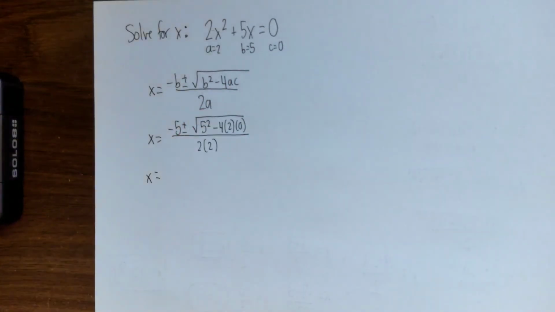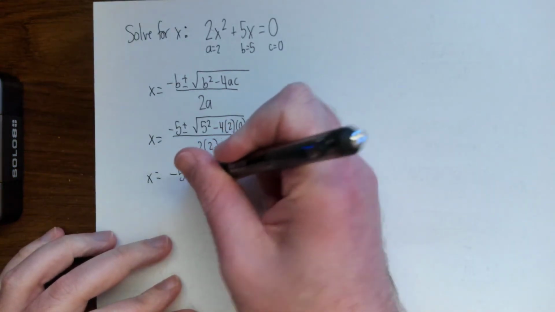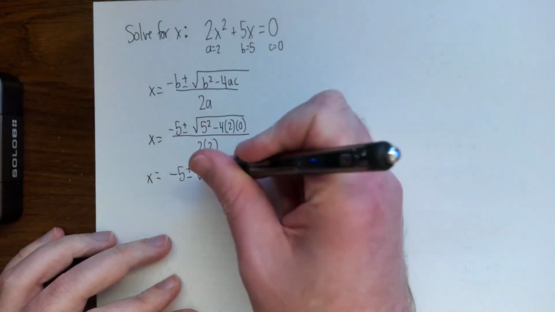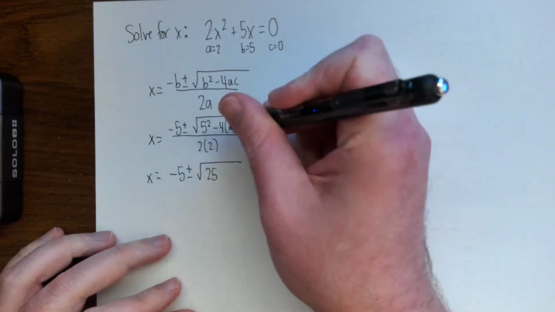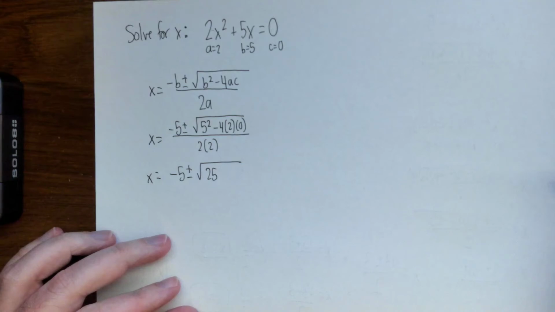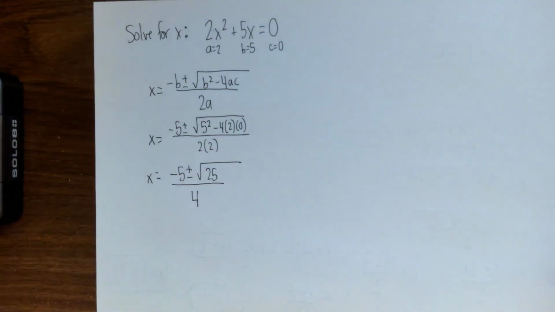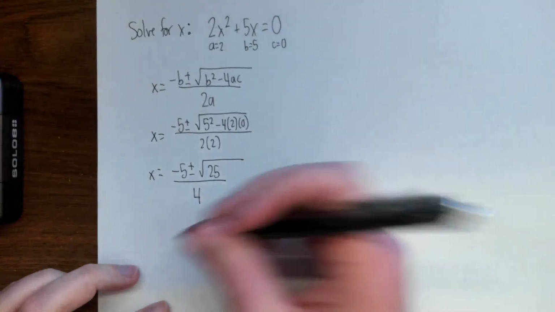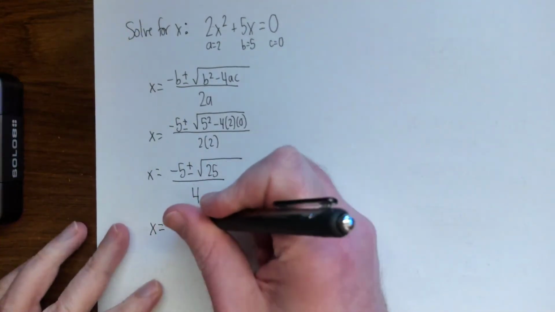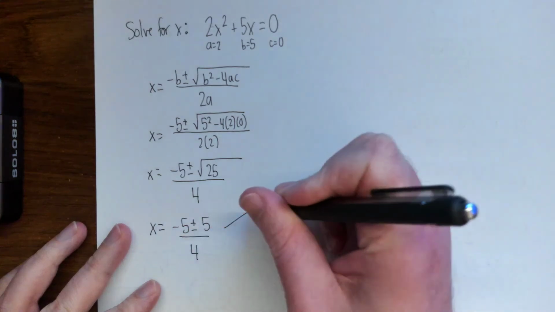Now we're going to see here that c being 0 is going to make things a little simpler for us. 5 squared is 25. 4 times 2 times 0 is 0, so we don't have to do anything else under that square root sign. And it's all over 2 times 2, which is 4. The square root of 25 is 5, so negative 5 plus or minus 5 all over 4.